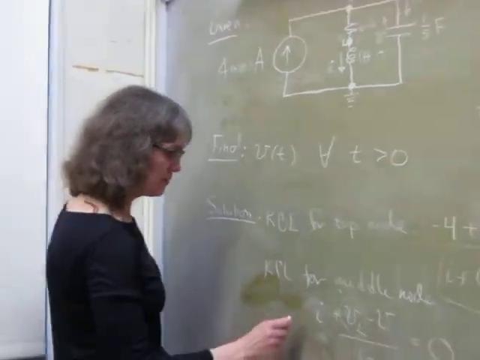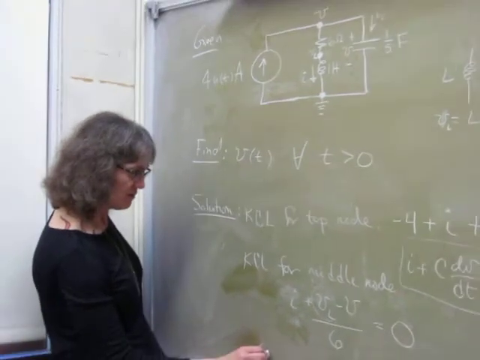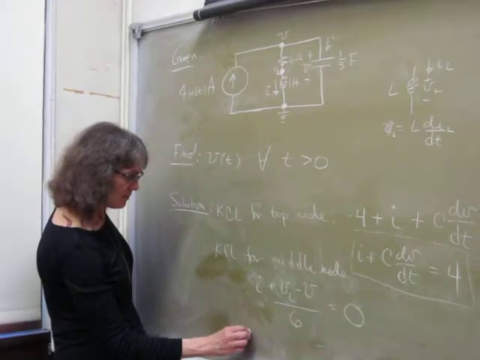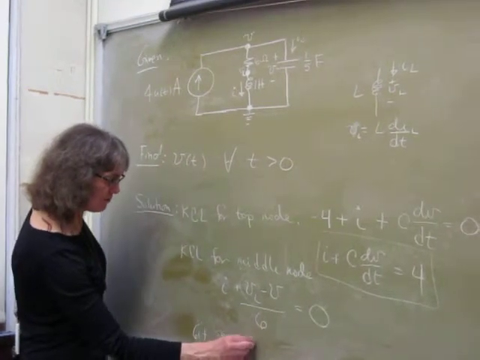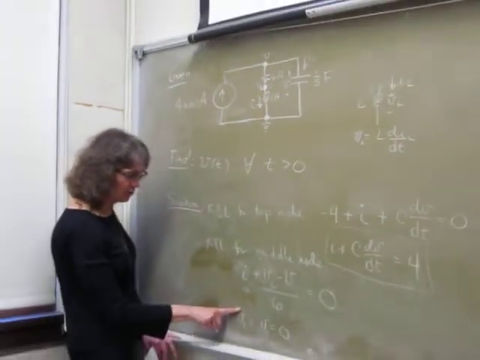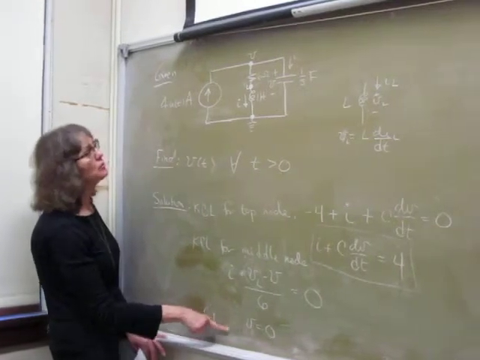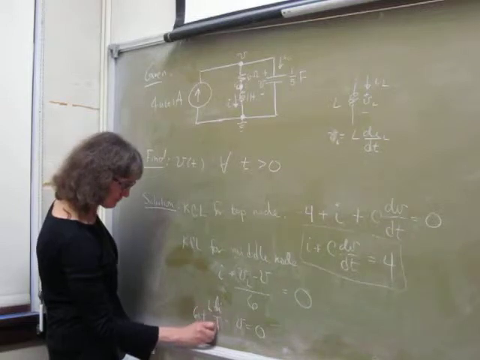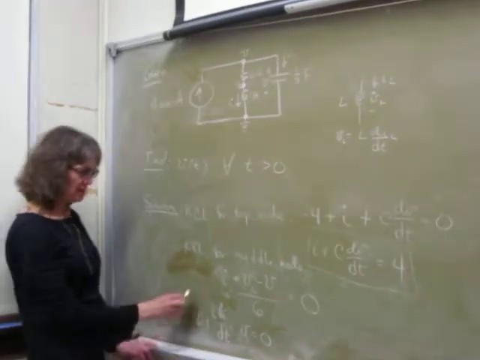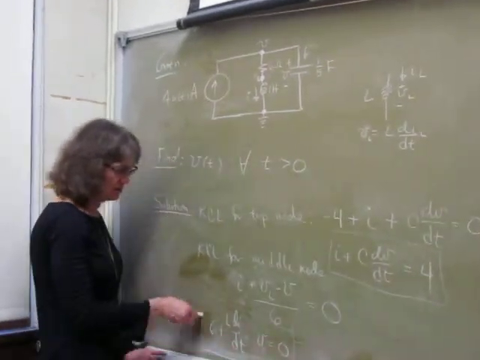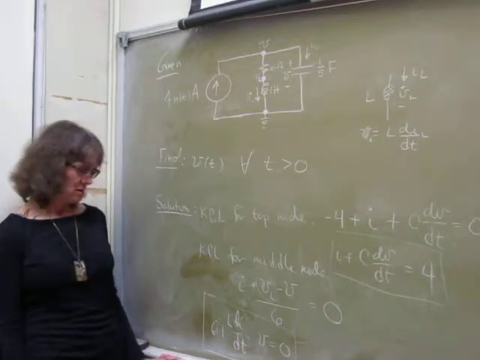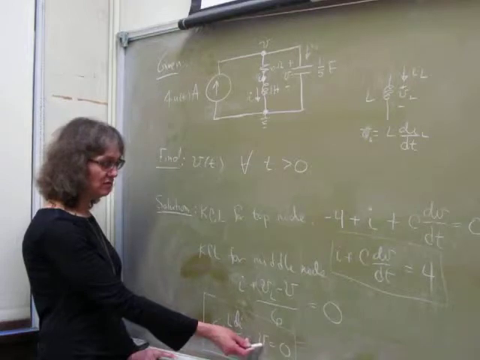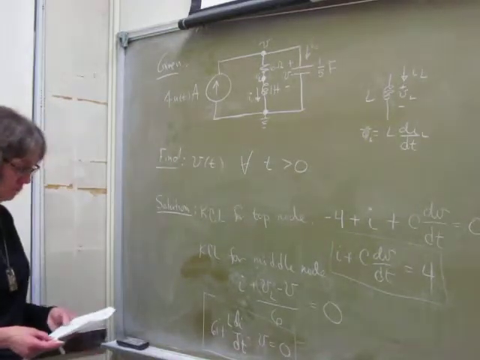So in this case, let me multiply everything by 6 just to get rid of my fraction. So I've got 6I plus VL minus V equals 0, and I want to replace VL with L di/dt. And there's my second equation in my two state variables. So now I've only got the state variables in the equation, V and I.